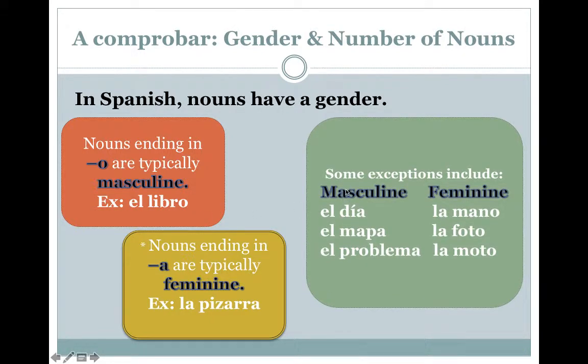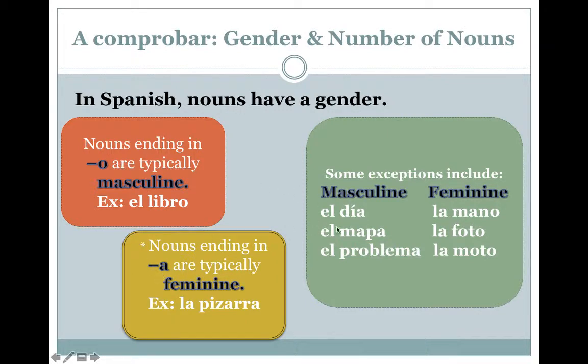You have some weird ones that don't follow this rule. So el problema is a problem. Do only girls have problems? No, guys have problems too. You would think that because this ends in an A, you would say la problema, which would normally follow the rule.